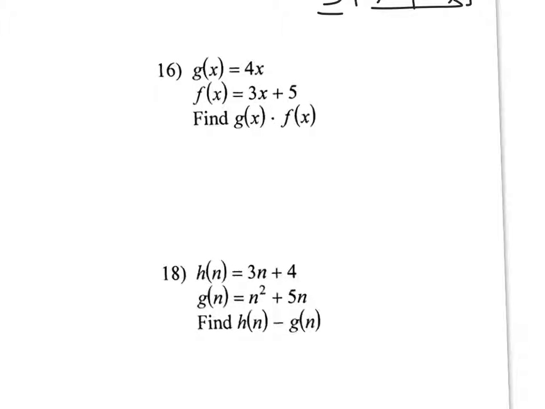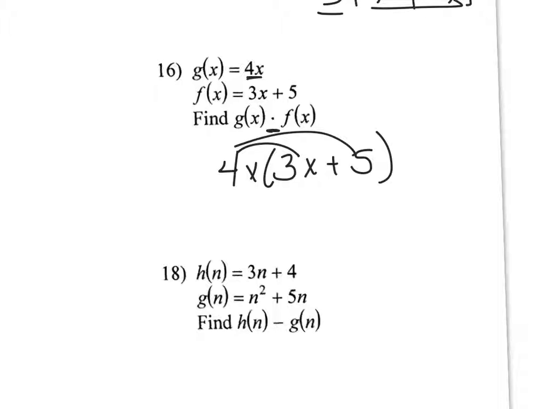Here, g of x times f of x. So again, this is multiplication. So we're simply, g of x is 4x. You can make a box for this, but since it's only 1, this is only a monomial, it's unnecessary. So it becomes 12x squared plus 20x.